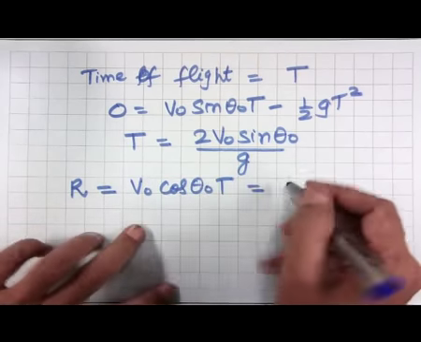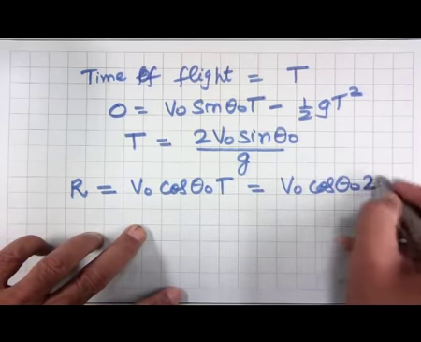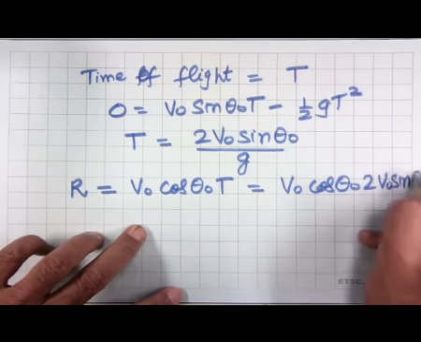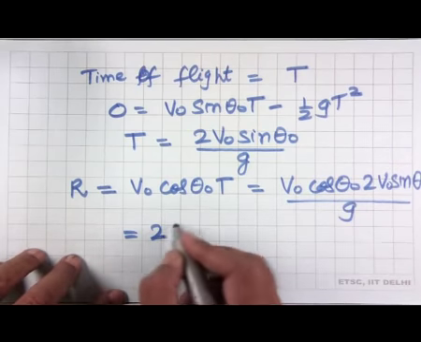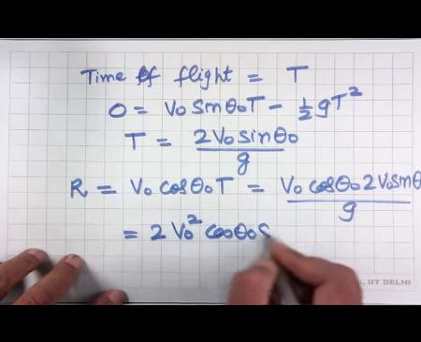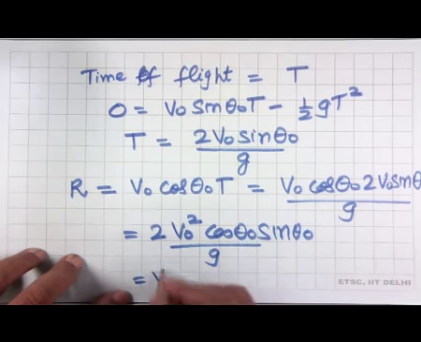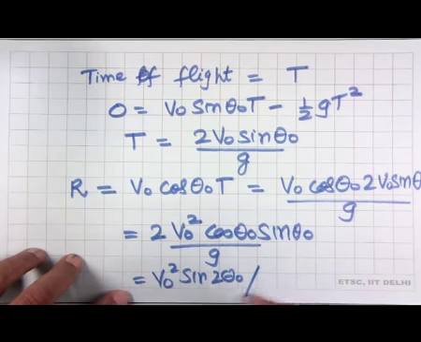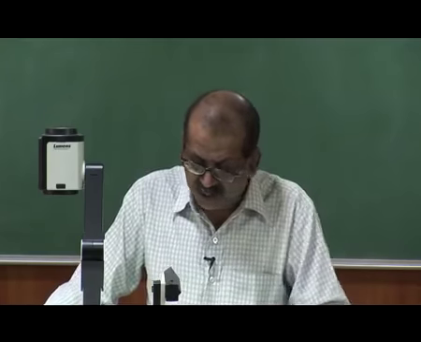So, this becomes equal to v0 cos theta 0 into 2 v0 sin theta 0 upon g, and this we can write as 2 v0 square cos theta 0 sin theta 0 upon g, and this can also be simplified upon g. So, these are some of the things which we can get.